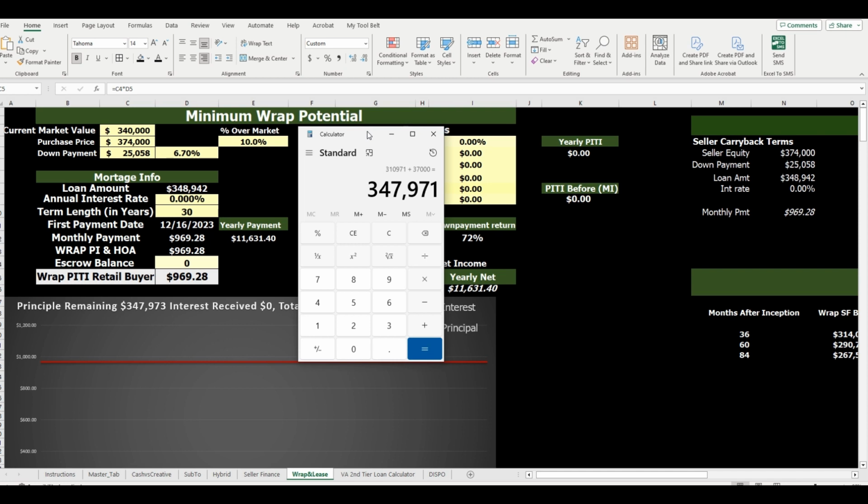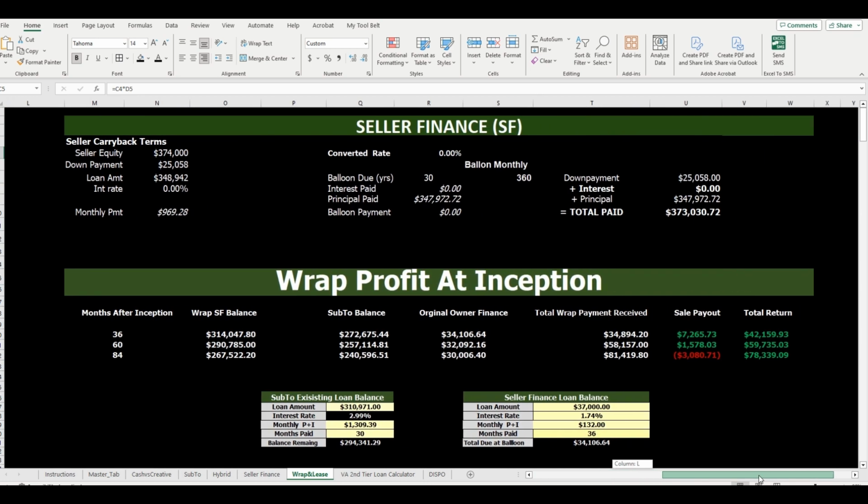Now, you can always create an incentive with the seller that if you stay X amount of years, maybe we'll drop down the interest rate or we'll adjust the monthly payment. You can get creative in that sense. You can throw in a prepayment penalty if they were to do that. But what we are trying to do is cover our loss.